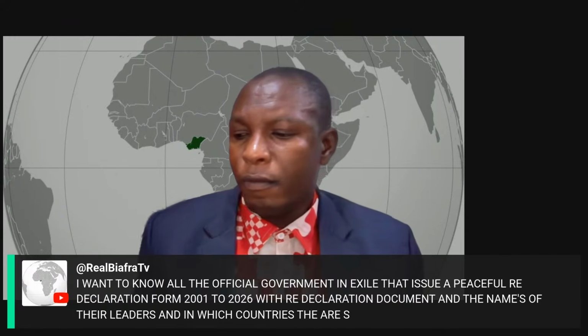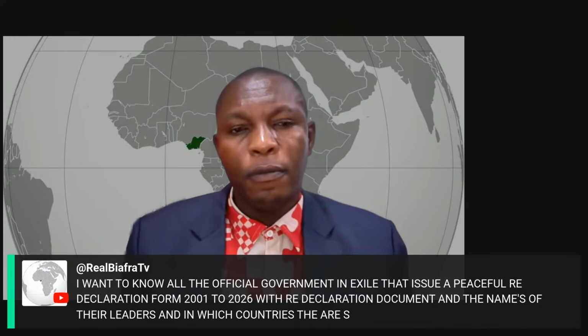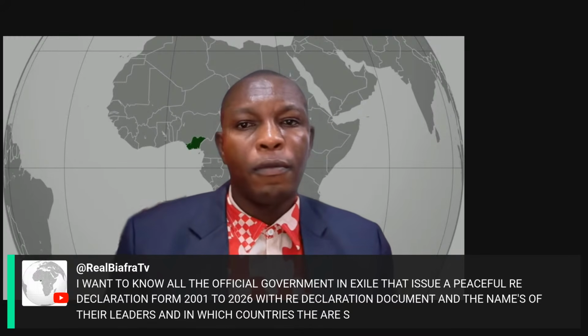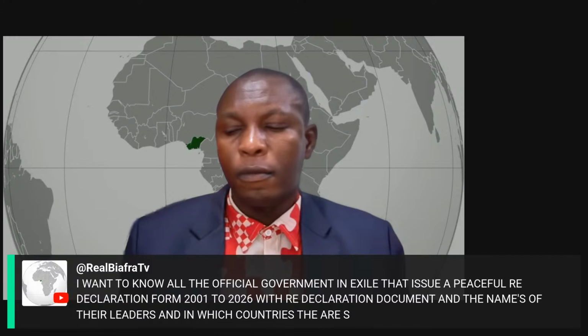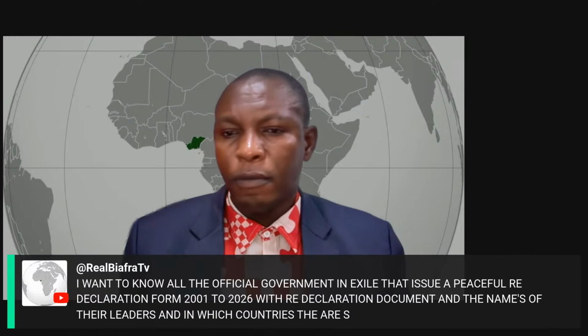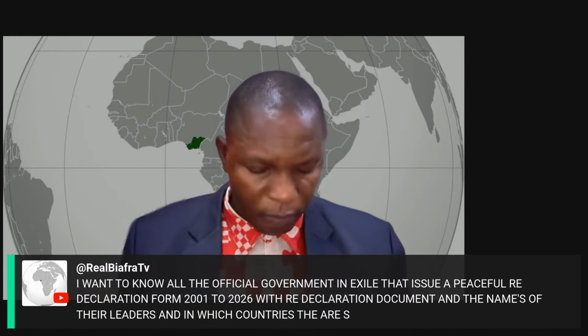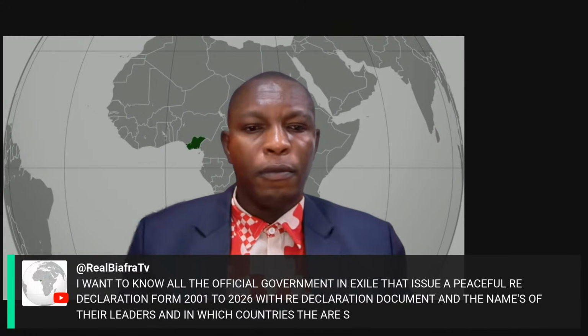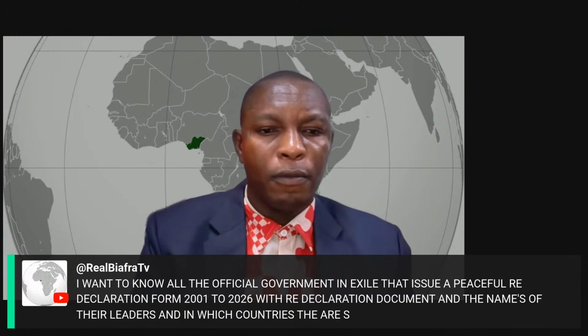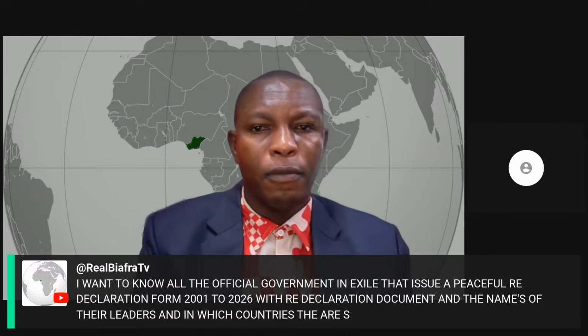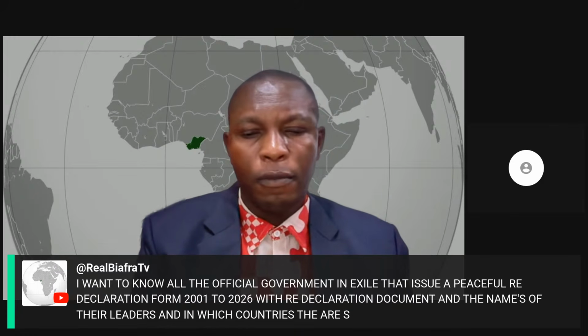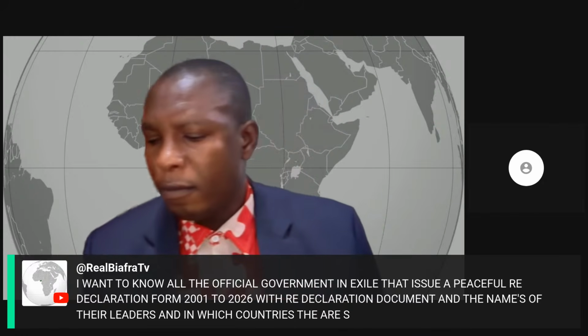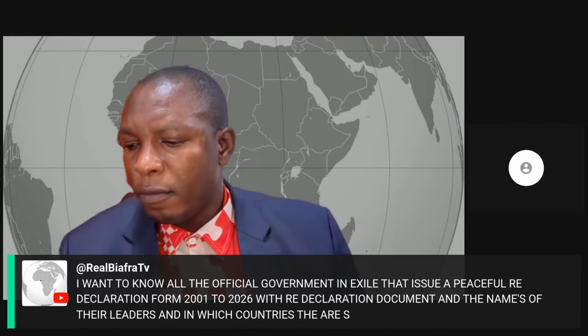In the 21st century, several governments in exile have emerged or evolved by issuing peaceful declarations and administrative filings to reclaim lost or suppressed sovereignty. These groups rely on the legal concepts of state continuity and restoration rather than violent insurrection. Below are the most prominent governments in exile from 2001 to 2026 that have issued peaceful redeclarations, their primary locations, and their leadership. 1. United States of Biafra, USB.